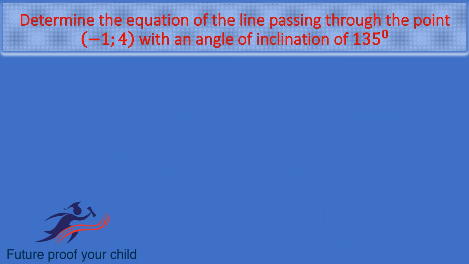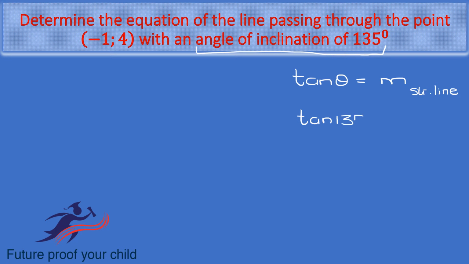So determine the equation of the line passing through the point (-1; 4) with an angle of inclination of 135 degrees. Now the angle of inclination, I know that tan theta will be the gradient of my straight line. Now that theta, I just gave it a name, that is my angle of inclination. So I know that is 135 degrees. And that will give me the gradient of my straight line. So tan of 135 degrees is negative 1.